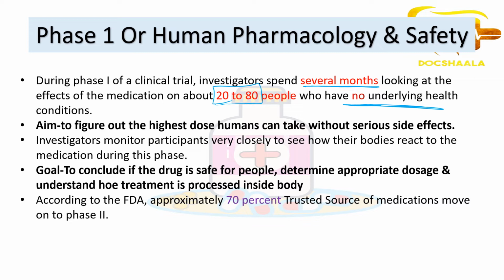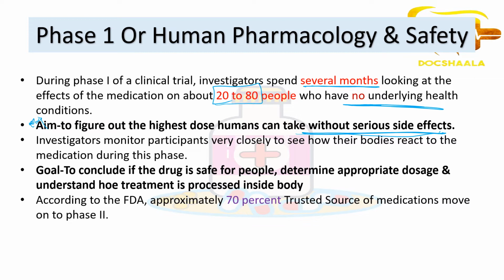The aim is to figure out the highest dose humans can take without any serious side effects. That is the main aim of phase 1. To figure out the highest dosage, we have maximum dosages, right? We calculate it based on weight and age. So we calculate the maximum dosage of the drug which we can give, and all of that we calculate while we are in phase 1.